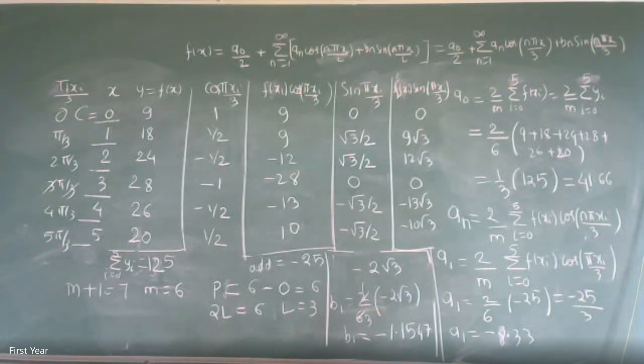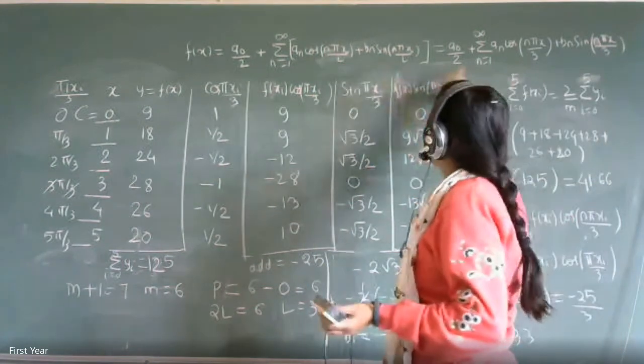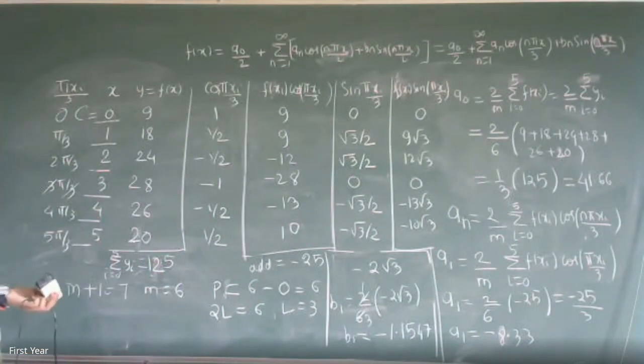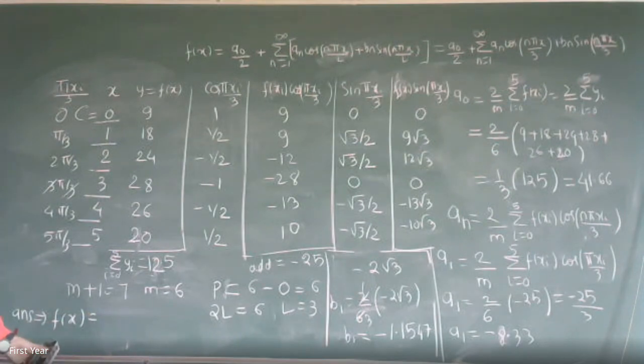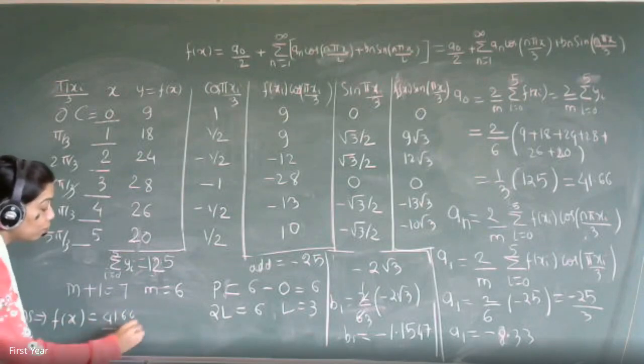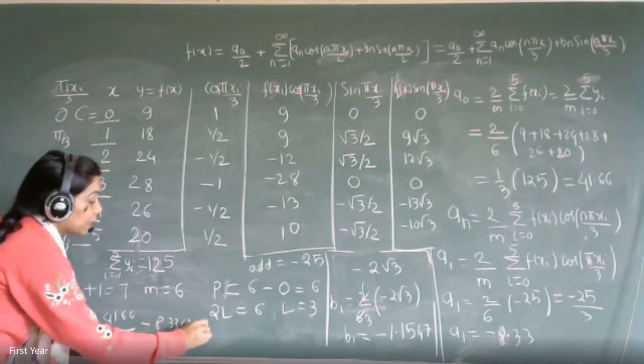How to do harmonic analysis? Then you substitute these values of A0, A1 and B1 in this, and that will give you the Fourier series expansion for the given function of discrete data up to the first harmonic. So the final answer right now: f of x is equal to A0 by 2, what was A0? A0 was 41 point something. So 41.66 divided by 2, minus 8.33 cos of pi xi by 3.